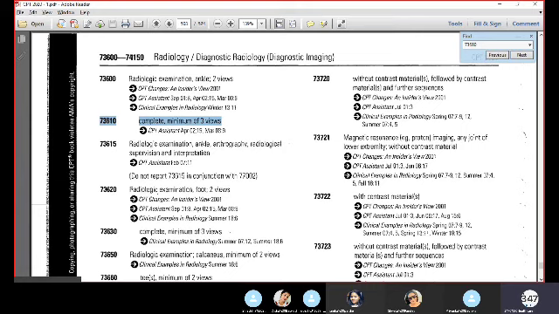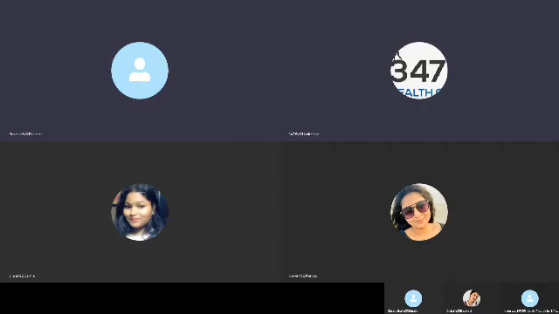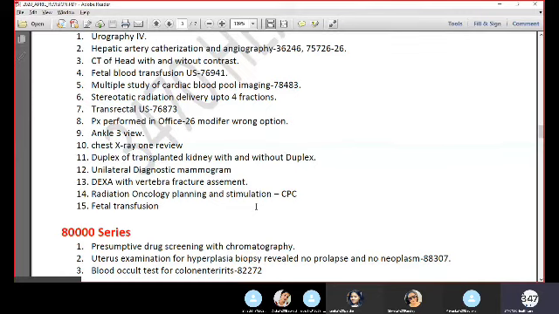The next one is, what is the code for diagnostic mammogram, unilateral? Diagnostic mammogram, unilateral: 77065. Bilateral: 77066. Screening mammogram: 77067.